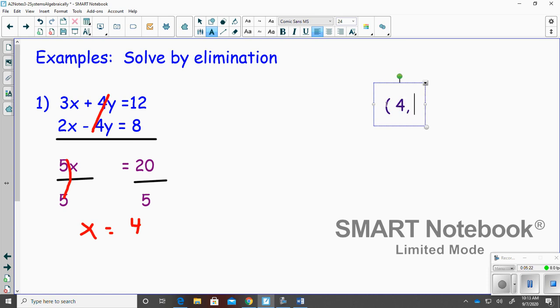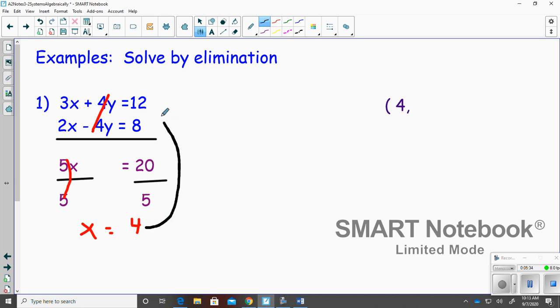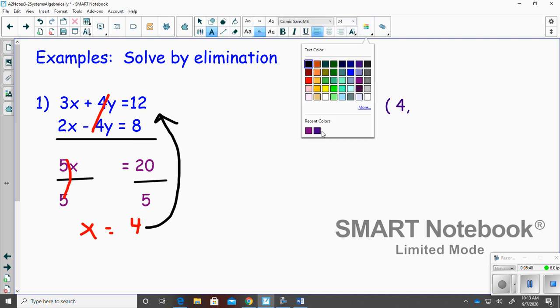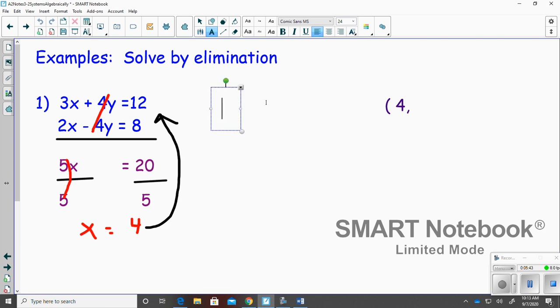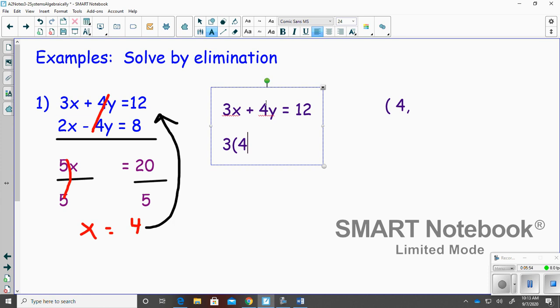Now what I'm missing is the y variable. I need to know the y value for this problem. So what I'll do is I'll go back and I'll take the value for x, and I get to substitute it into one of these top equations. And it does not matter which one you select. Okay, so I'm going to choose the top one. This is going to be 3x, just copying it back down, plus 4y is equal to 12. If we just found x to be 4, we're going to substitute 4 in x's place.